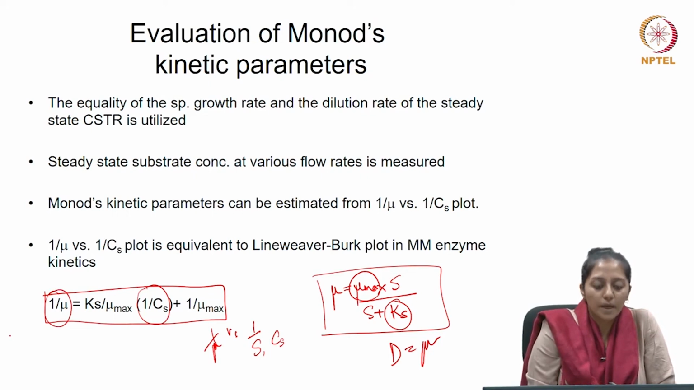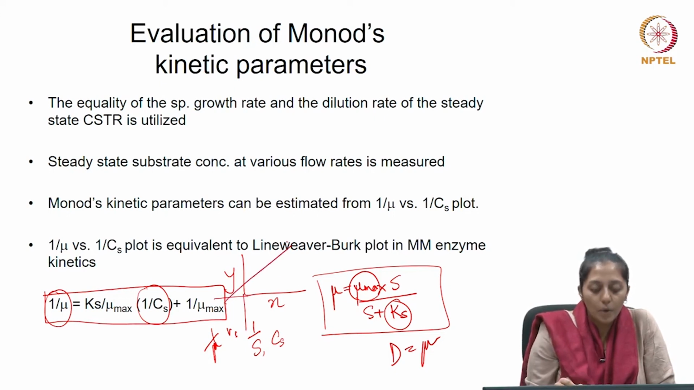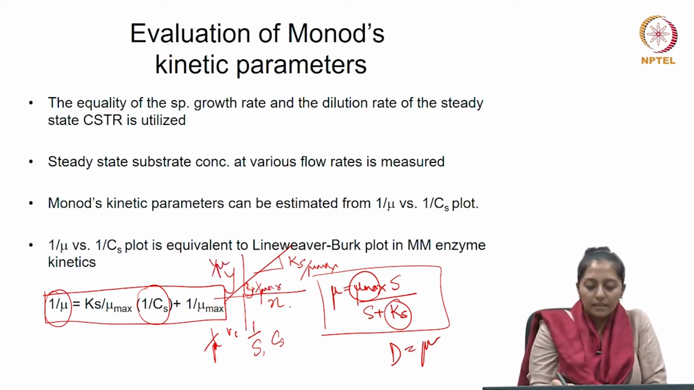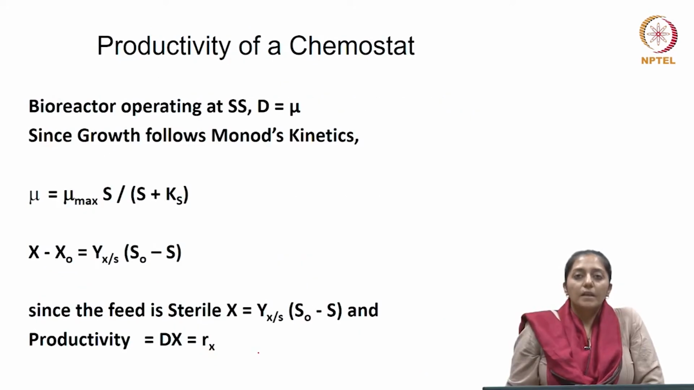Y stands for 1 by mu and 1 by Cs stands for X in a Y by X plot. So, this becomes a linear function, a line which is having a positive slope of Ks by mu max and a y-intercept of 1 by mu max. So, here the y was 1 by mu and on the x axis we have 1 by S or 1 by Cs here. Okay. Now, let us see how we can calculate the productivity of a chemostat.